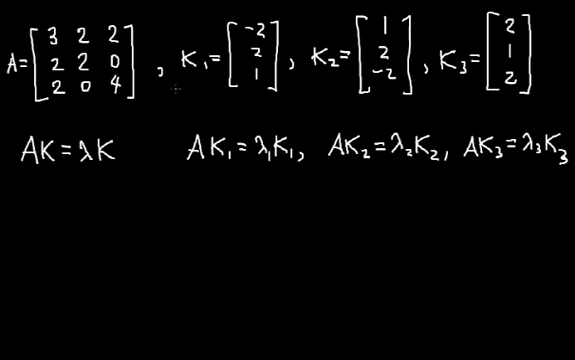Okay, so let's begin with k1. What is going to be A times k1? So let's have a look at that. It's just a matter of multiplying the matrices. So 3 times minus 2 is minus 6, plus 4 is minus 2, plus 2 is 0.